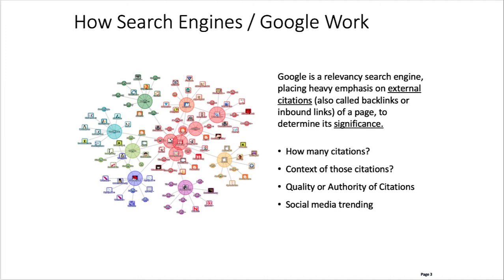It depends on these citations or links to determine whether a website is worth the significance. So ask the question: how many citations does this website get? And then what is the context of those citations? Is it a blog or is it a discussion forum? And the quality or authority of the citations: is it from a government or education site, or is it just an individual blog? Different quality, authority, and context have different weights adding to the link. And then there are social media trending and other news trending aspects as well.